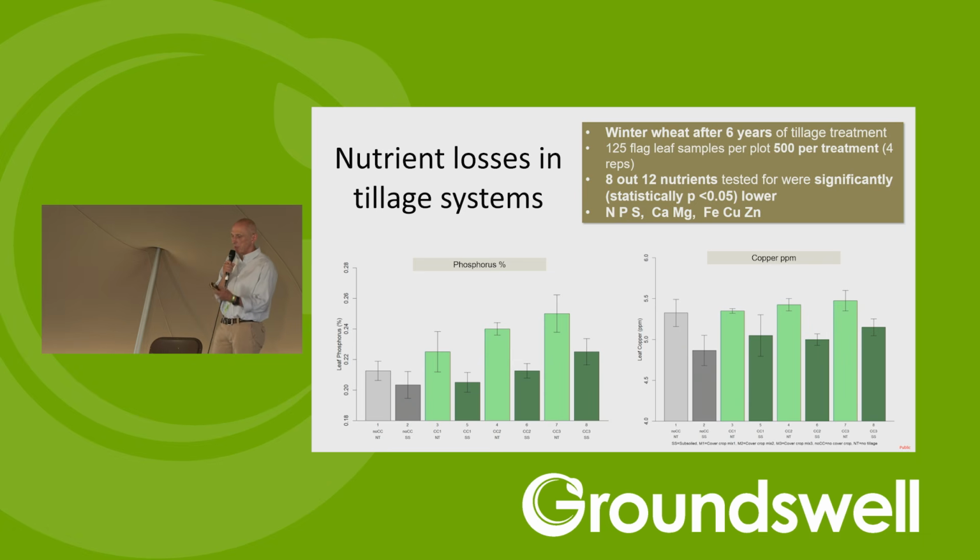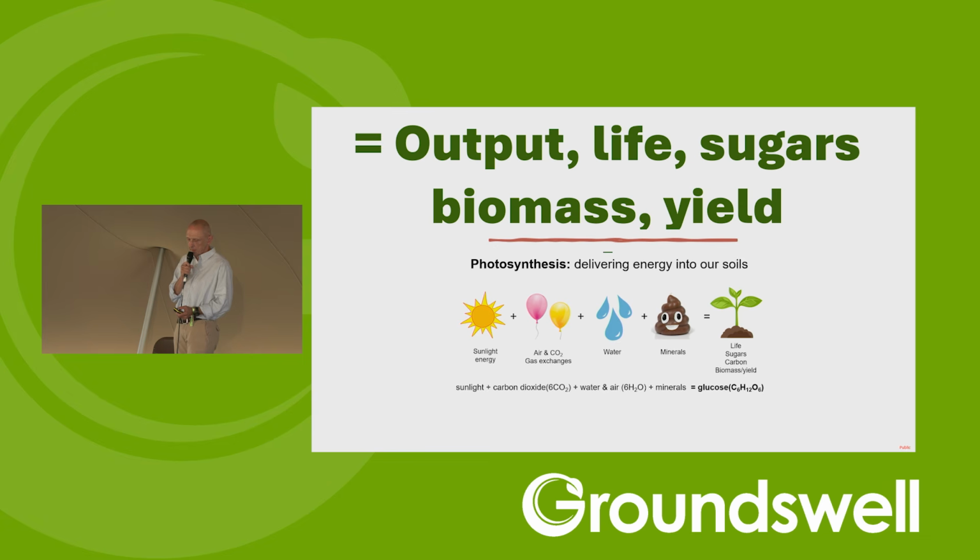So tillage is lowering our cation exchange capacity, lowering the ability for our soils to store that nutrition, but very importantly, it's now lowering the delivery of that nutrition into our plants. I'll give you 2 examples, phosphorus and copper there, to lessen the busyness of the slide, shall we say.